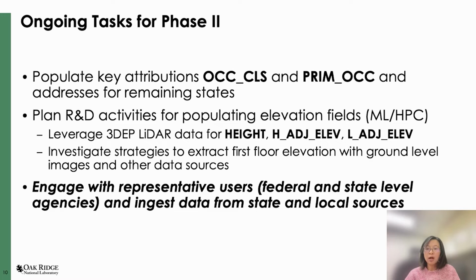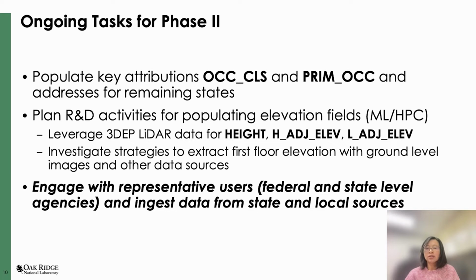With the 9 priority states, we have seen the benefits of having occupancy class and primary occupancy attributions in disaster response. So we are working on populating these 2 attributions for the remaining states.